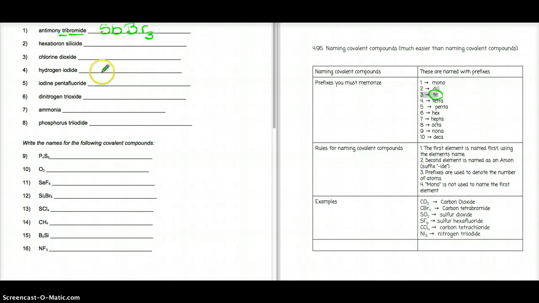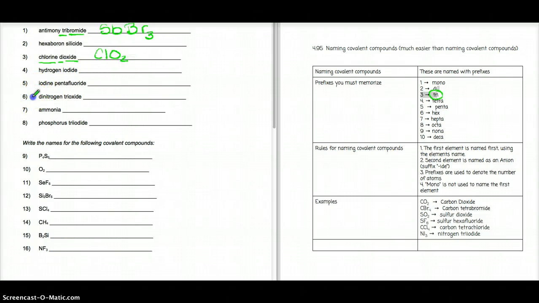Now I'm going to skip this one just because I need room. And then we're going to do chlorine dioxide. So we're going to write chlorine, that's this part. Di means 2, oxide is oxygen. So there's chlorine with 2 oxygens.